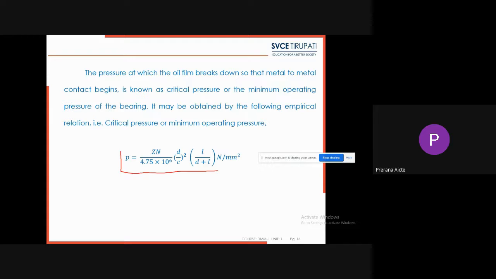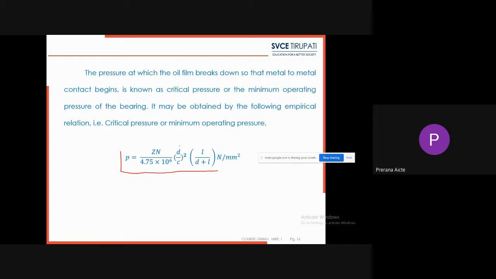So definitely from this critical pressure, coefficient of friction or bearing number, they will ask one question. Please remember these three formulas while you solve any problem on the general bearing. So for getting the critical pressure, we have to use this formula.